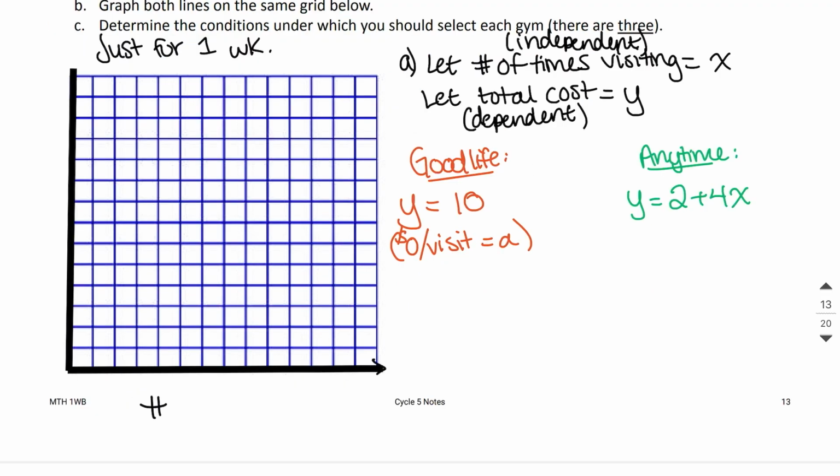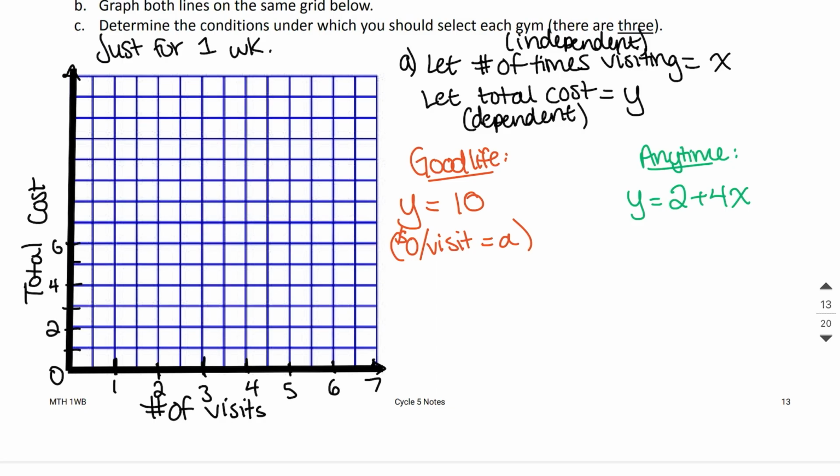So here we're going to say number of visits. And then on our y-axis right here, we're going to put our total cost. And this is again just for 1 week. So, and we'll put 0 here. So I'm going to space this out, and I'm going to put 1 visit every like 2 tick marks. So 1, 2, 3, 4, 5, 6, 7. And then here for total cost, I'll go by $1. So this would be $1, this would be $2, $3, $4, $5, $6, so on and so forth.